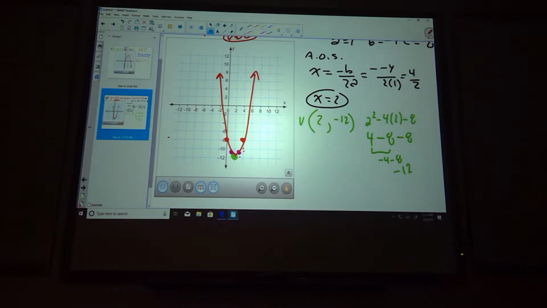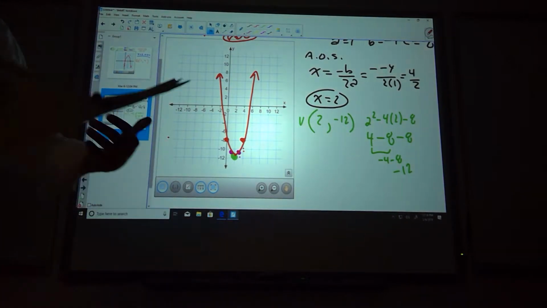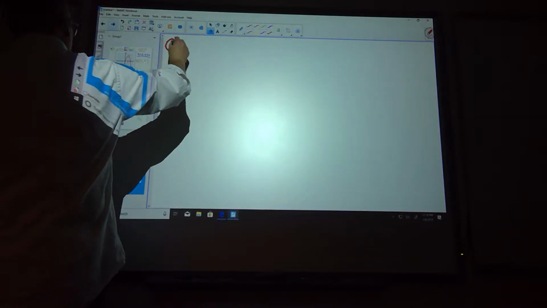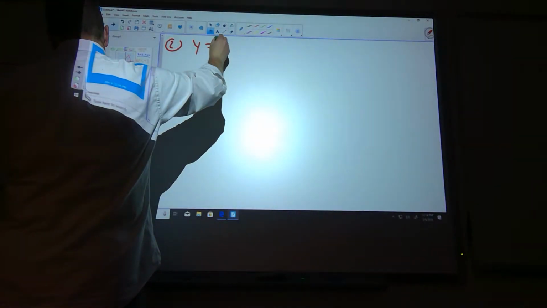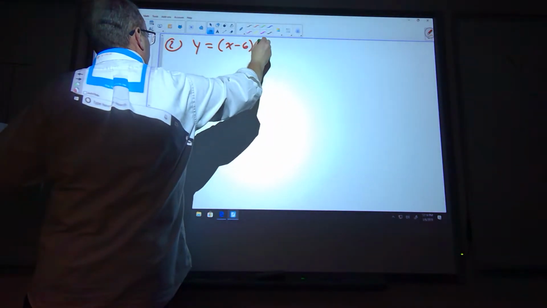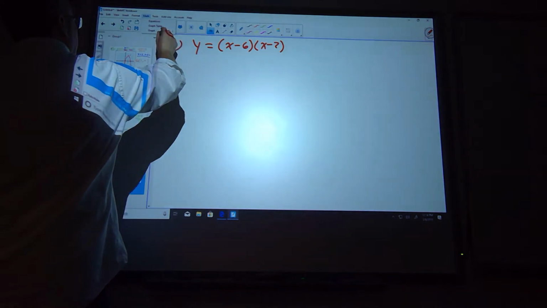What else would you like to take a look at? Can you do 2? Sure. Okay, 2, it's in factored form, okay? Which I have y equals x minus 6, x minus 2. Is that right? So this is going to tell us where it's crossing the x-axis.